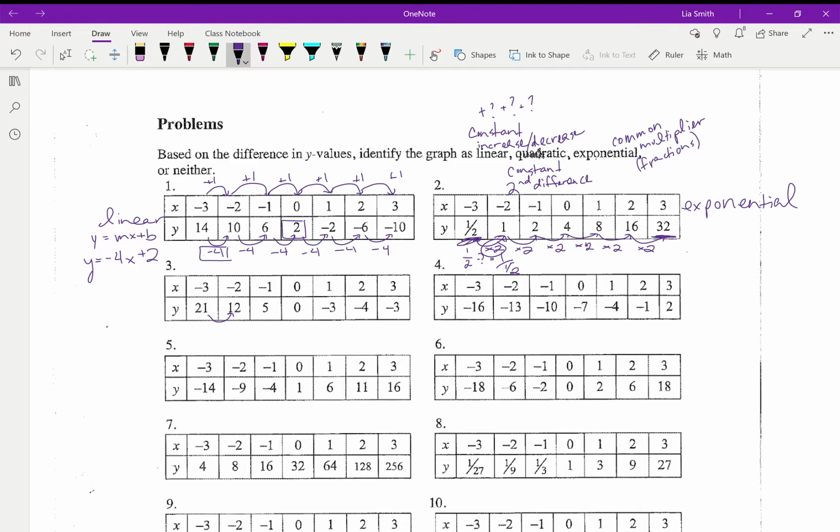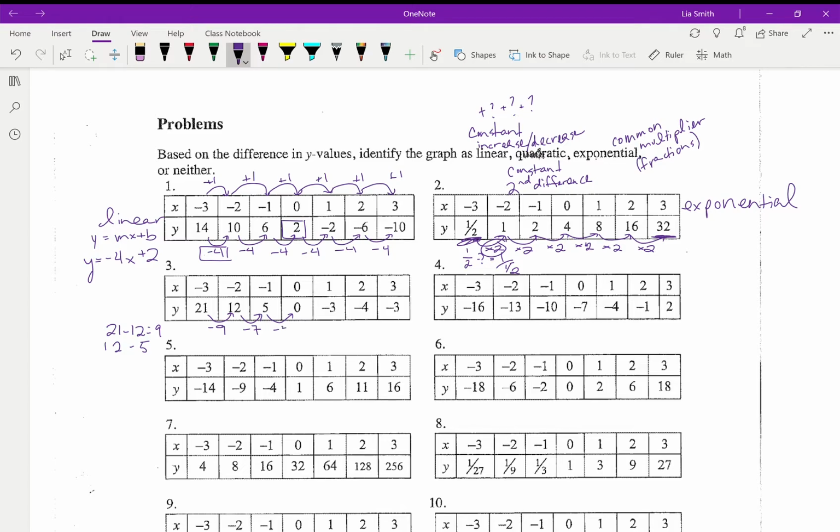Well, 21 minus 12 would give me, it's kind of late, so my brain's not super working, so I'm just double checking. Okay, that's 9. All right, so this is minus 9. Do the same thing there. 12 minus 5 would give me minus 7.